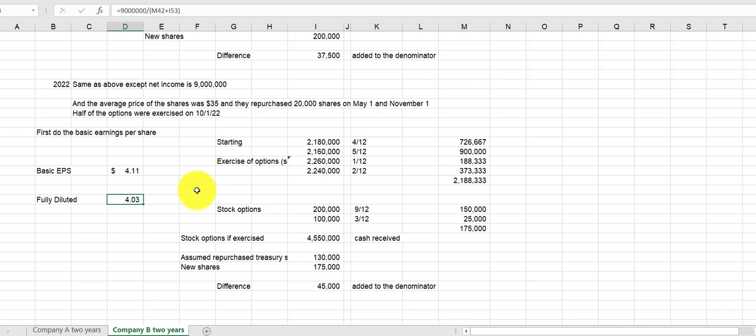Which reminds us that if it's a loss, okay, we don't do it, because if you had fully diluted loss, it would be lower, it would be less of a loss, and that would actually be better. On the negative side, less is better than more.